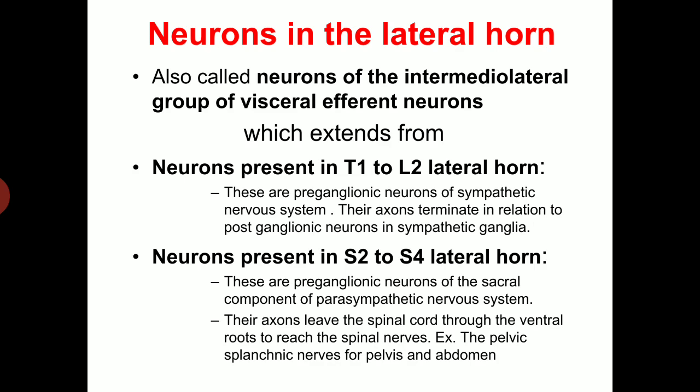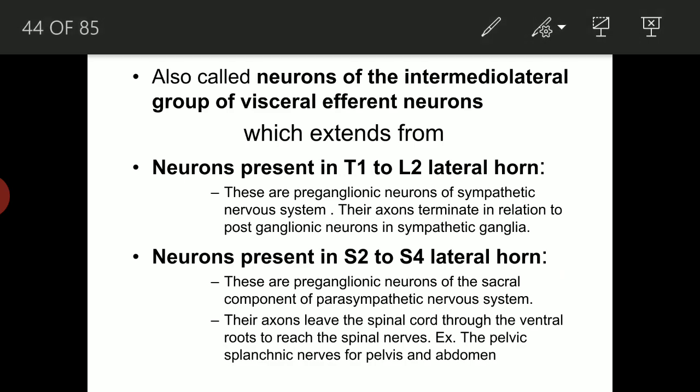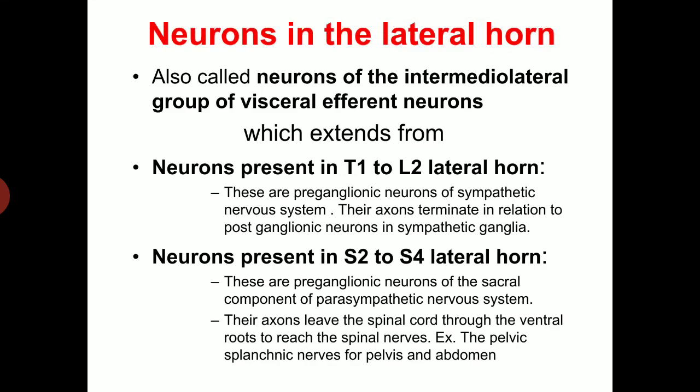Neurons present in the S2 to S4 lateral horn, the sacral region. These are preganglionic neurons of the sacral component of the parasympathetic nervous system, and their axons leave the spinal cord through ventral roots to reach spinal nerves, for example pelvic splanchnic nerves for the pelvis and abdomen.